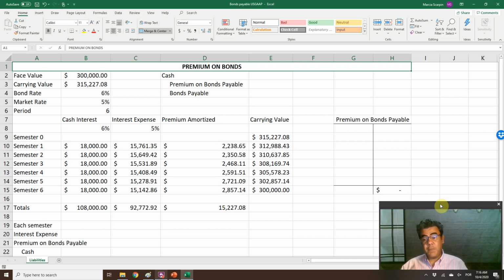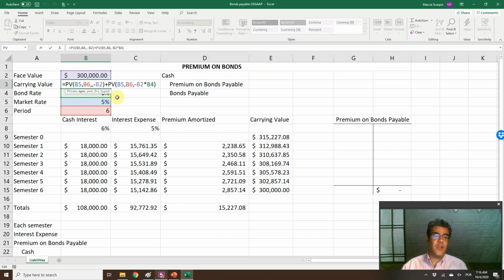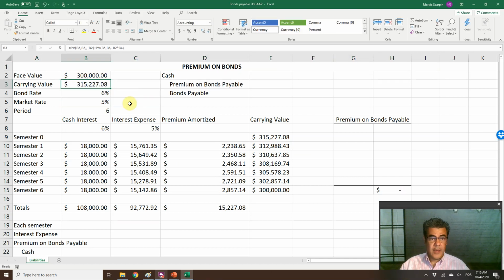We will not be focusing in this video on how to find the carrying value and so on. If you want to know more about that, we have a video on bonds where we focus on this calculation. And this video is also in our video description.